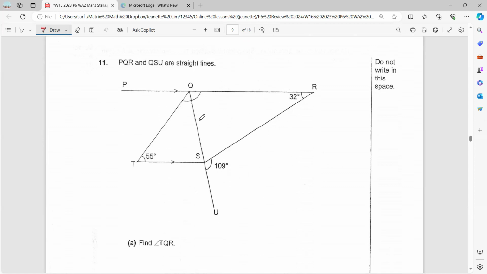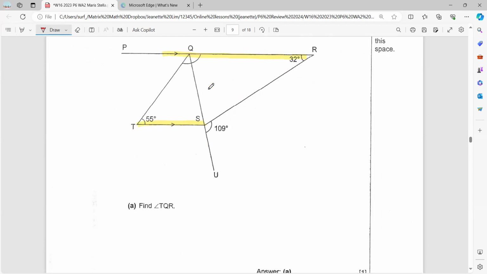So to find this angle, first we have parallel lines. So every time you have parallel lines, please take note. This is parallel to this. Because the angles between two parallel lines add up to 180. So this is 55, then this here is 180 minus 55, which is 125.